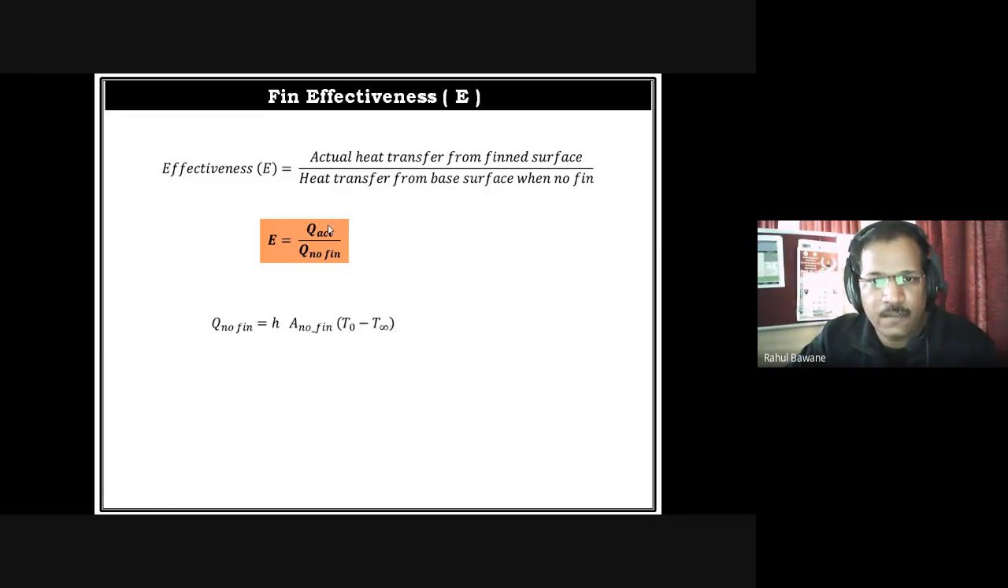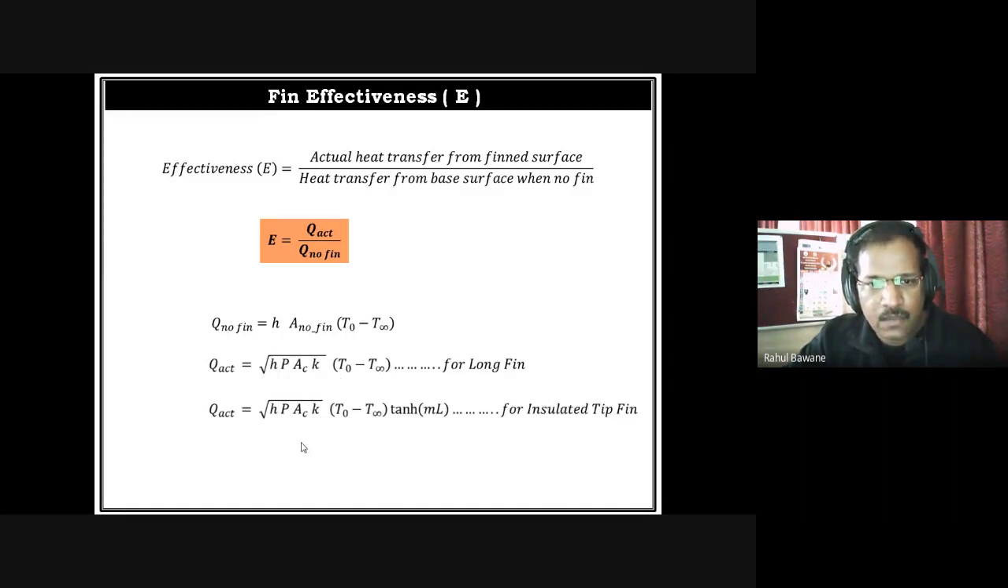For Q actual, if it is a long fin, we know the formula. If it is an insulated tip fin, we know the formula to find the Q actual. So from this we can compare and justify whether adding a fin is really worthwhile to increase the rate of heat transfer or not. Okay. So what is the significance of effectiveness? Effectiveness can identify whether addition of fin to the base plate will increase the rate of heat transfer or not. Okay. And the last term, that is fin efficiency.